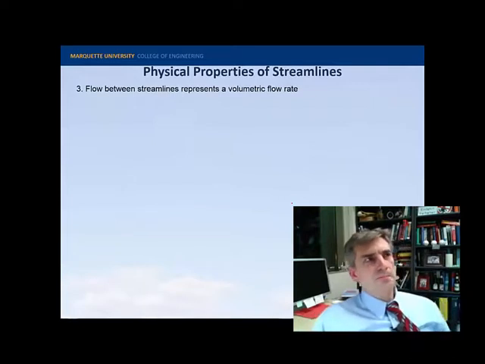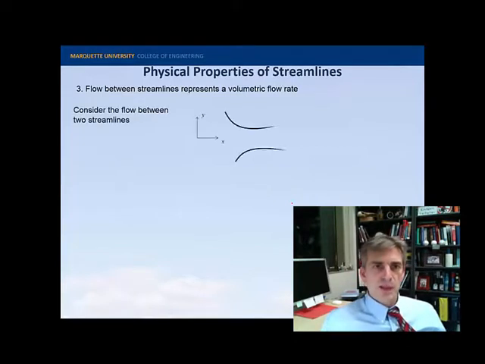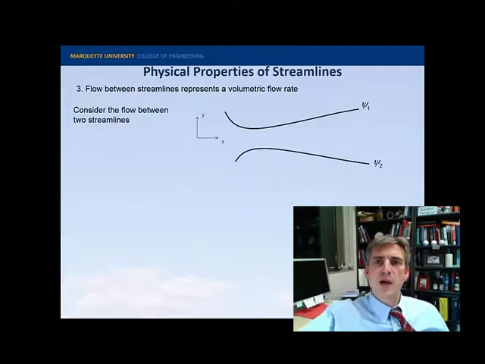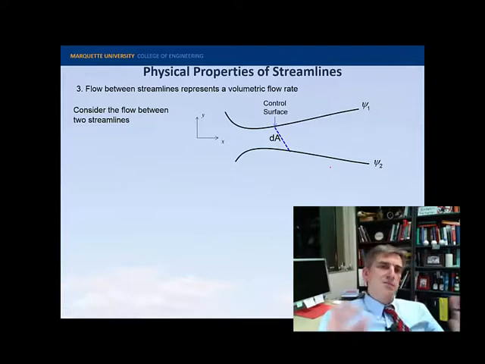Now, let's think for a second about what it means, the value of the streamline itself. What does that mean? So let's consider two streamlines, psi1 and psi2, and they look something like this in some xy coordinate system. Now let's specify a control surface that can have an angle relative to the coordinate system.